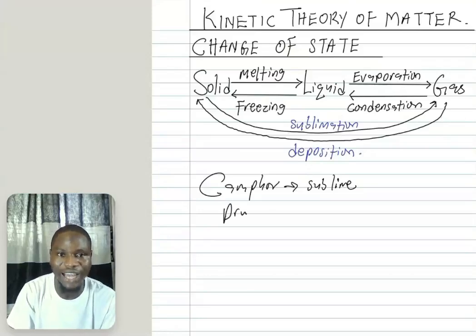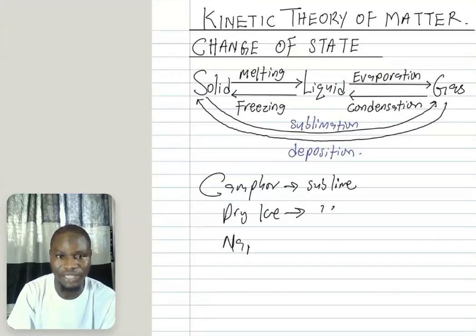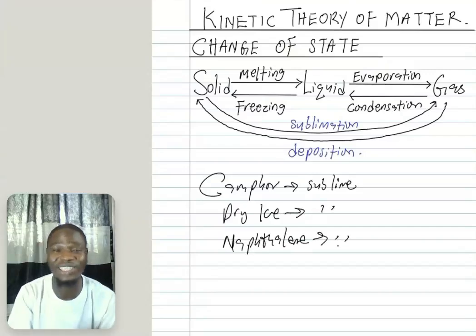Also, we have dry ice. Are you there? Dry ice. All these are sublime solids. We have naphthalene. Are you there? All these are sublime solids. They don't exist in liquid state.